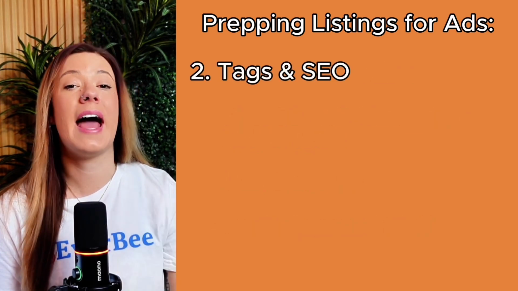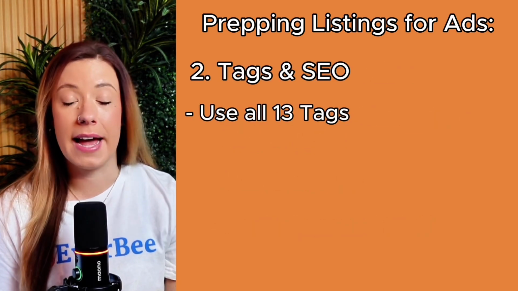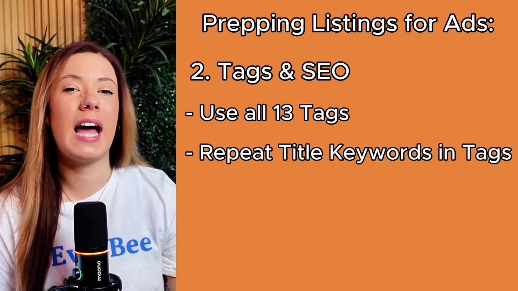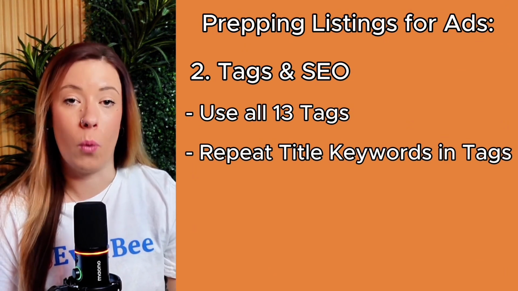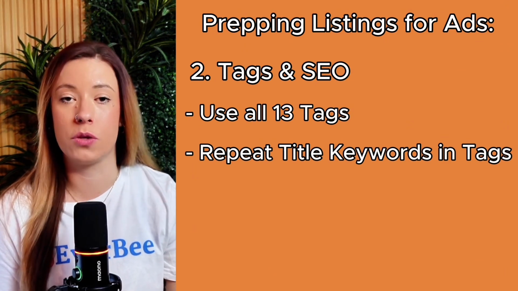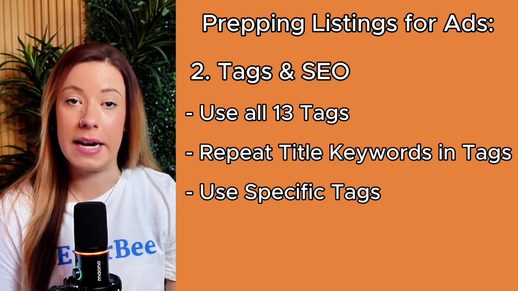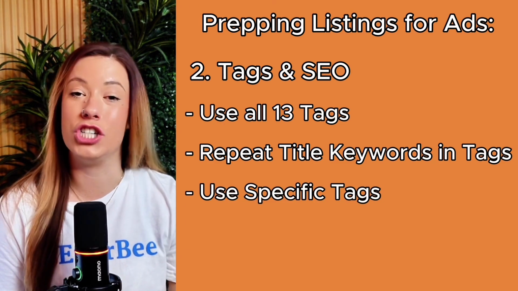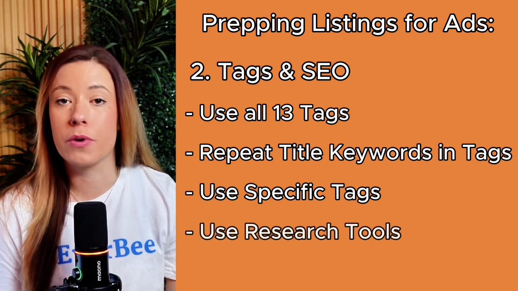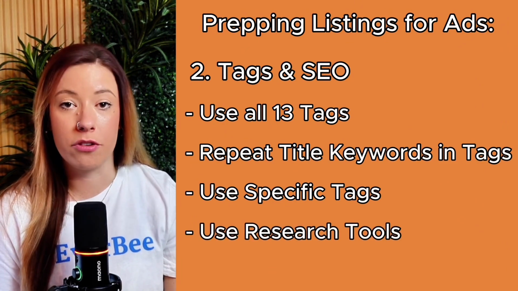Number two is your tags and SEO. Use all 13 tags if you can, and you can repeat your title keywords but in different ways. So things that are synonymous to what you had in your title. Use specific tags like floral bridesmaid gift rather than broad ones, just gift. And then of course you can use research tools like the Etsy search bar or EverBee to see what's trending right now.